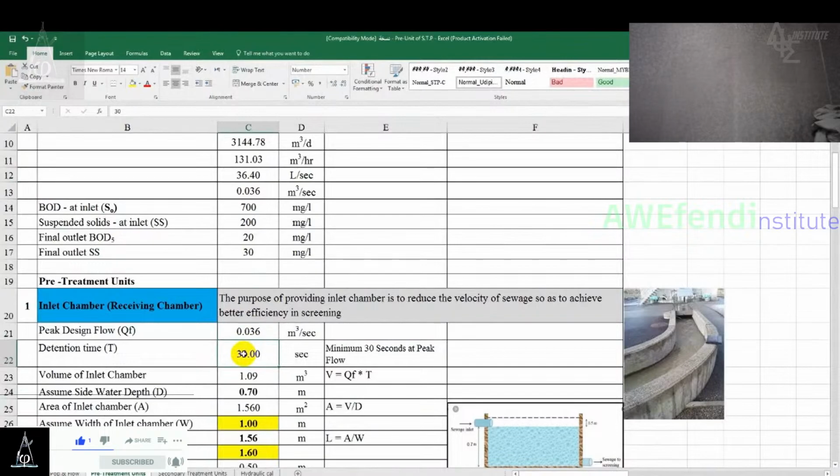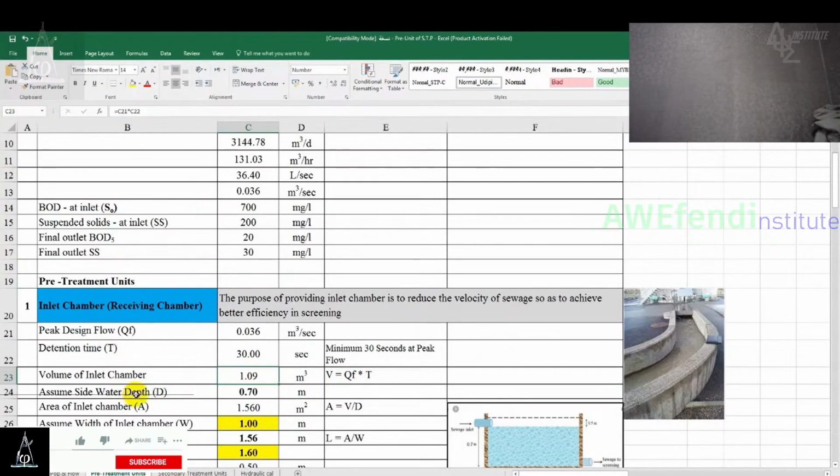Detention time assumed 30 seconds, minimum 30 seconds at peak flow. Volume of inlet chamber is calculated as this: equals the peak flow times detention time, 1.09 cubic meter, because volume equals Q times T.